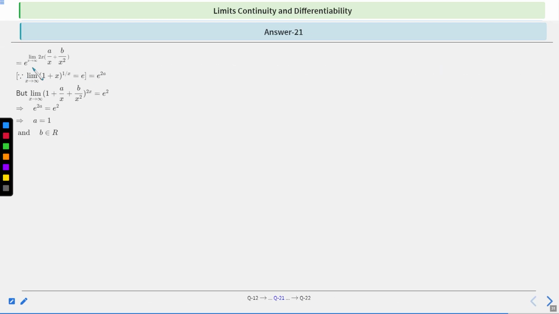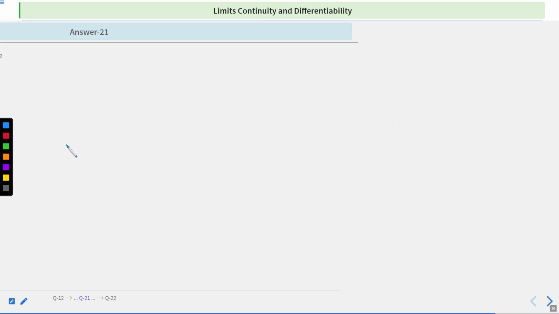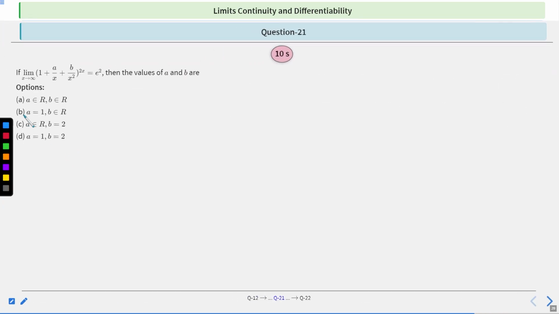Now it can be written as e to the power limit x tending to infinity of 2x into (a by x plus b by x squared). Therefore, this is equal to e to the power 2a. But limit x tending to infinity of (1 plus a by x plus b by x squared) to the power 2x is basically e squared, right? So e to the power 2a is equal to e squared. So a is equal to 1 and b belongs to R. Clear? So option B is the right choice. a equal to 1, b belongs to R. Right?